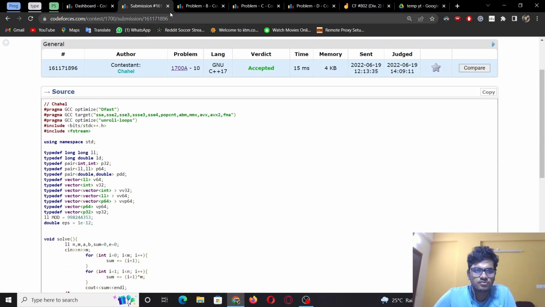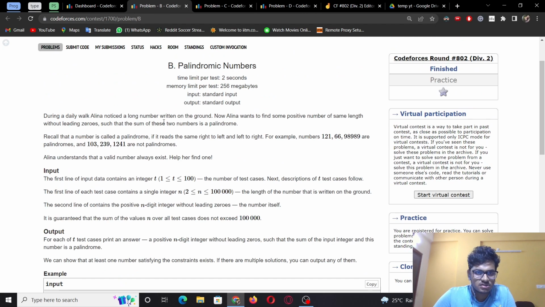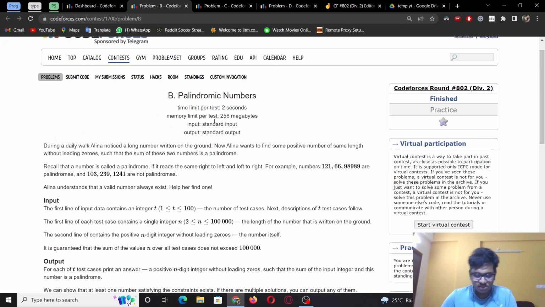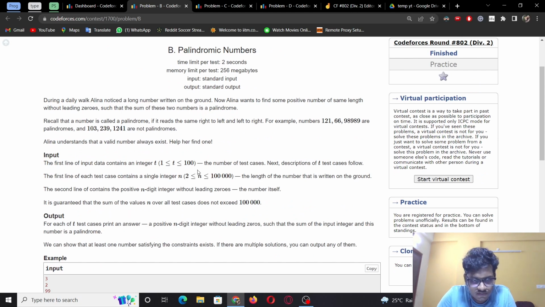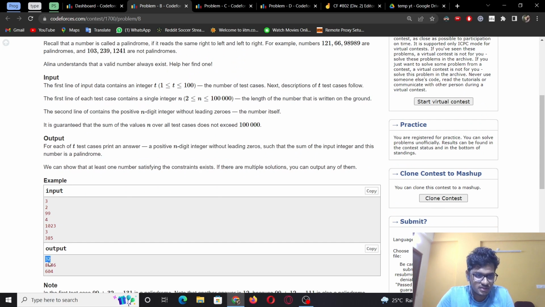Then moving on to the second question. The second question is palindromic numbers. Now this is an interesting question. In this question, they will give us a number as an input, and we need to give an output, a number, such that adding these two numbers would give us a palindromic number.